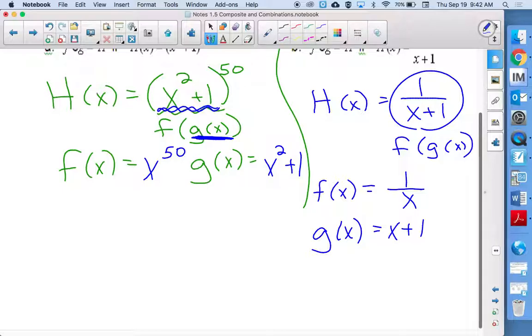Any questions? They're different. They kind of make you think backwards. So I have the thing put together. I got the composite function. I want to separate it into two pieces. I think there's one question at the bottom.